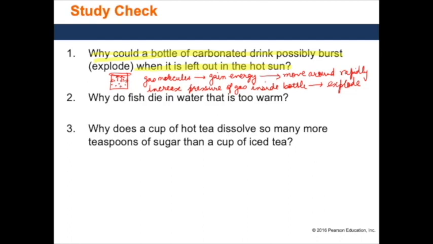Next question could be, why do fish die in water that is too warm? Why? Because again, the solubility of a gas. As the water gets hot, the solubility of gases in water decreases. Gases in this case, we are talking about air in water. Why? Because gases have more energy now, they are going to escape from the water. So solubility decreases, which means now fish would have less of that air to breathe, which means they would die.